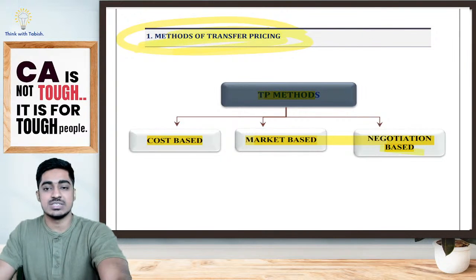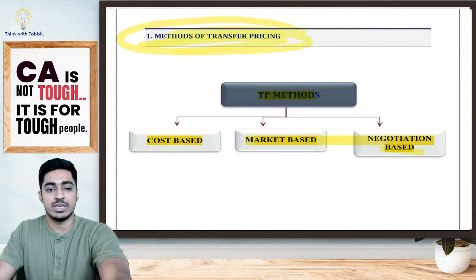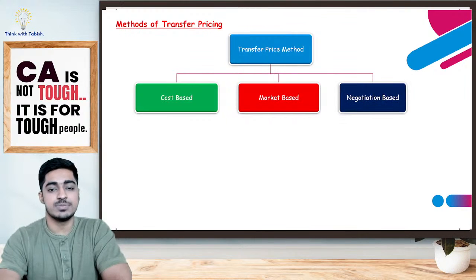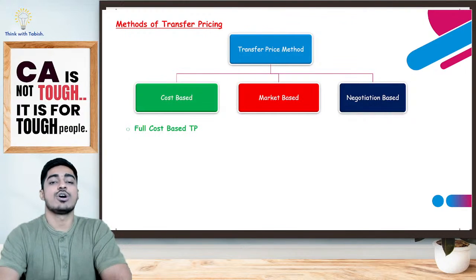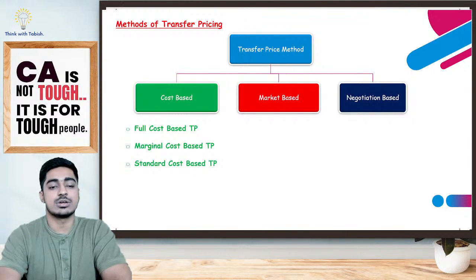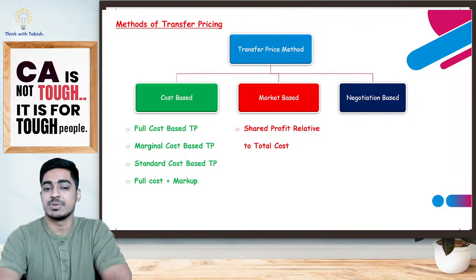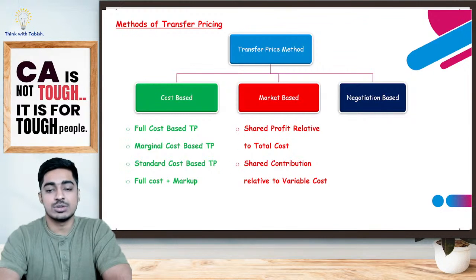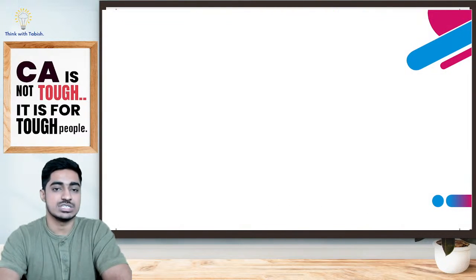So what do these methods mean? Let us try to understand them one by one. For transfer price, we have cost based, market based, negotiation based. Under cost based, we have full cost, marginal cost, standard cost, full cost plus markup. Under market based, we have shared profit relative to total cost, shared contribution relative to variable cost, and we have negotiation.